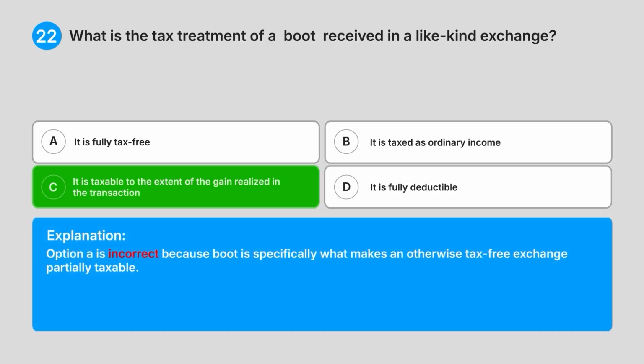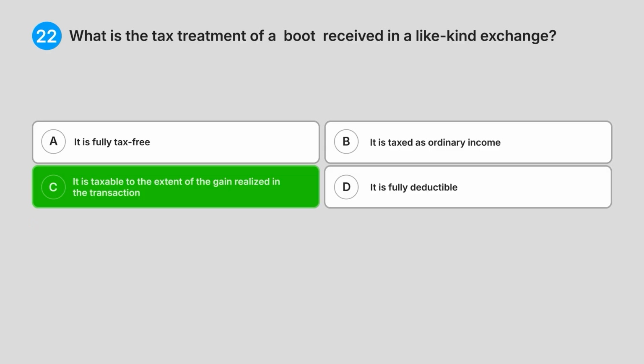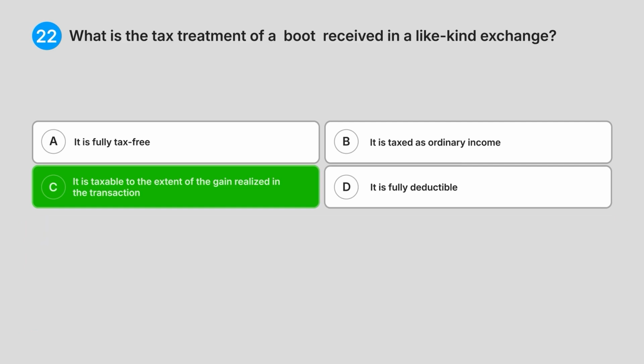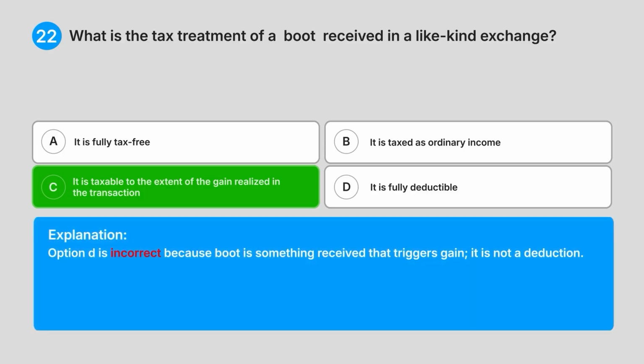Option A is incorrect because boot is specifically what makes an otherwise tax-free exchange partially taxable. Option B is incorrect because the recognised gain is typically capital gain, not ordinary income. Option D is incorrect because boot is something received that triggers gain. It is not a deduction.